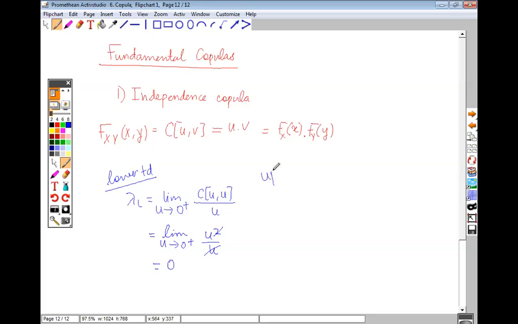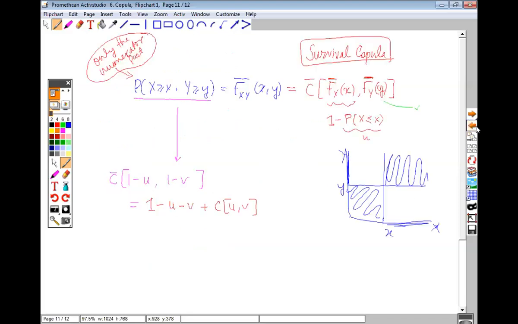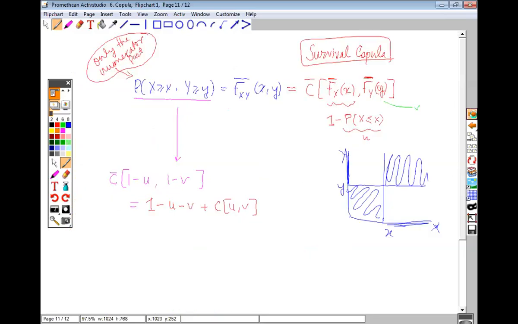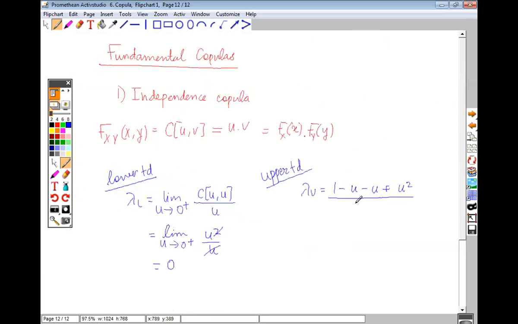But now if you have a look at the upper tail dependence, let's see what happens. My lambda U was something like 1 minus 2U plus C of U comma U, right? Because my Copula is now going to be U square, so U square minus 2U. And I have 1 minus U, but I forgot to write the limits.